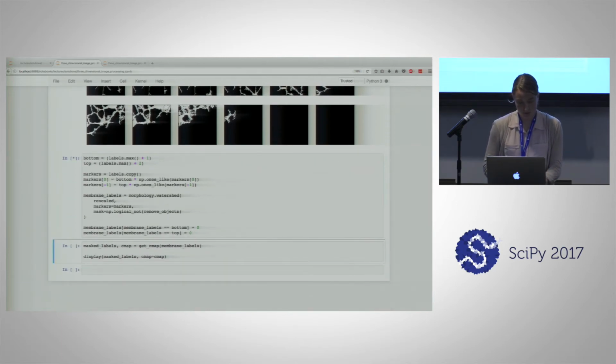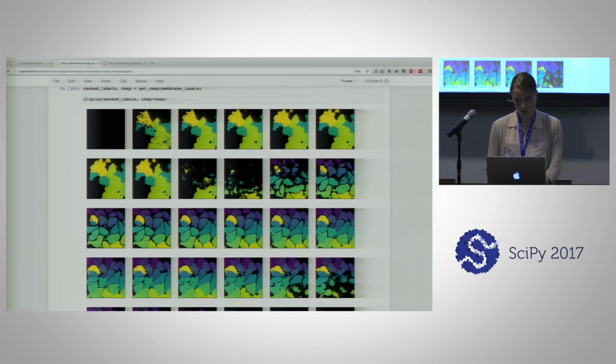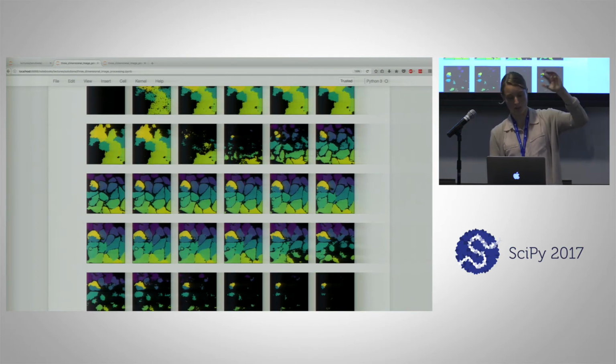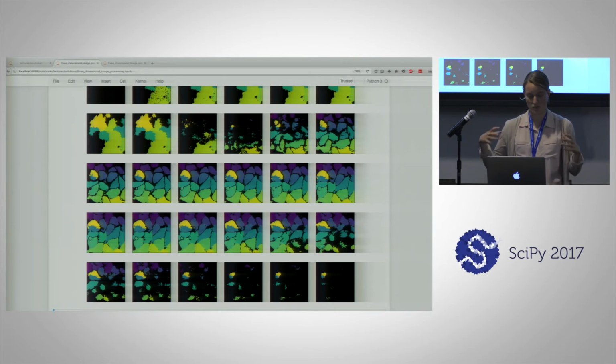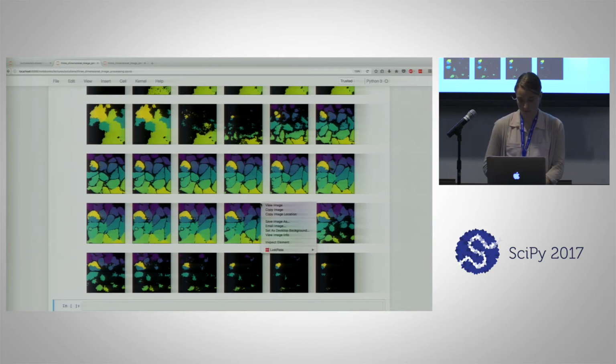So if we do that and display it, takes a minute. So we see that there was a little bleed through of the cells into those upper planes, but in the central regions, we've done a really nice job of distinguishing each membrane pocket corresponding to each nucleus. Cool.